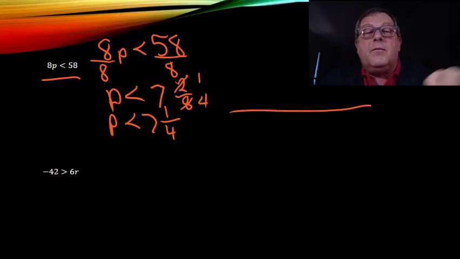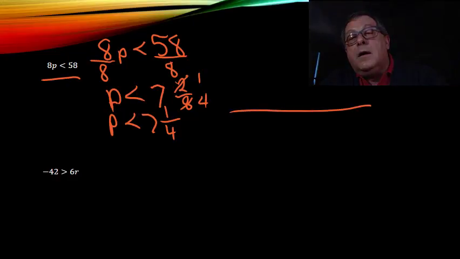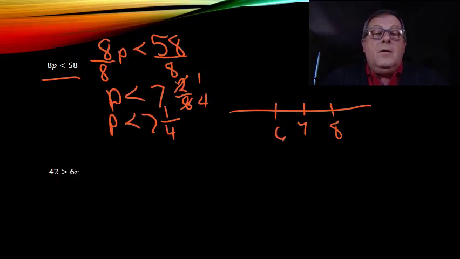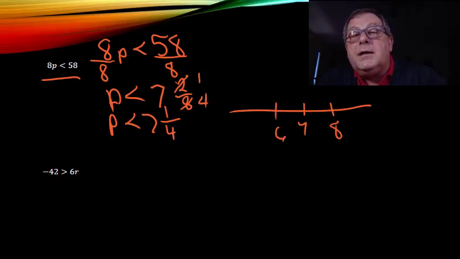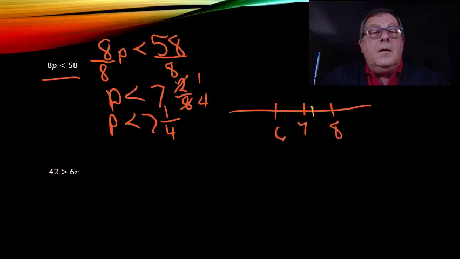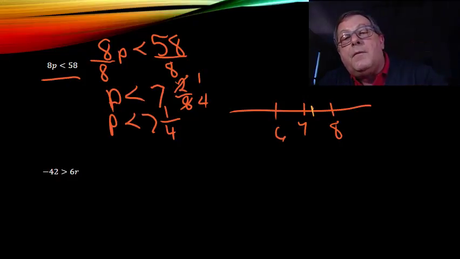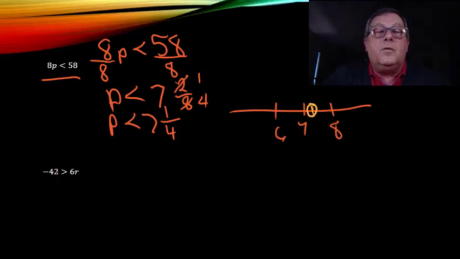Now, say I'm going to graph this on the number line. And let's say we got 7 here, we got 8 here. Let's say we got 6 here. Well, p is less than 7 and 1/4. So let's see, I'm going to estimate that 7 and 1/4 is right about there. Now, am I going to have to graph this with an open dot or a closed dot? That's my first question. Well, it's going to be an open dot because it's just a simple less than, not a less than or equal to.